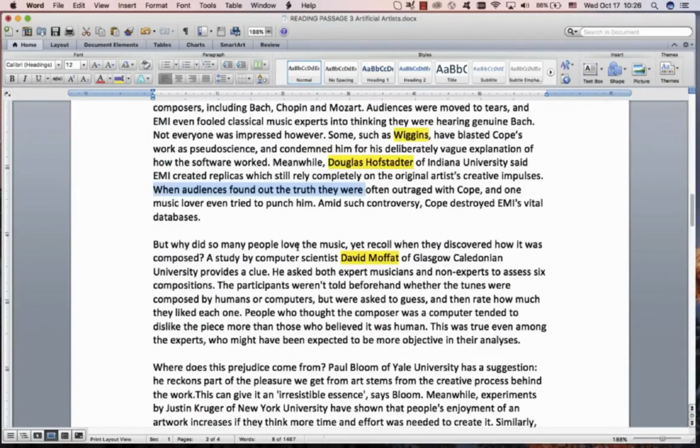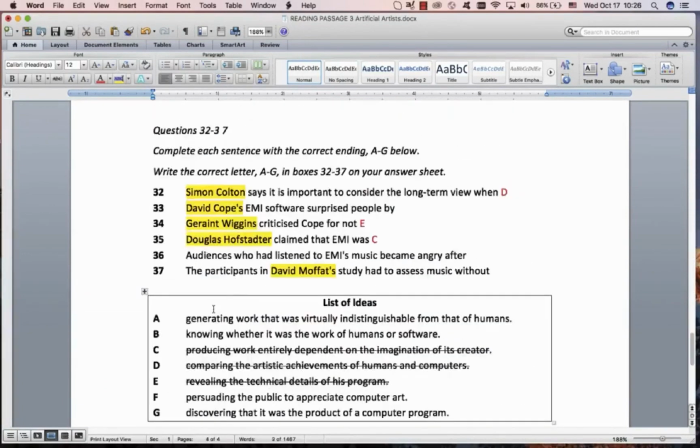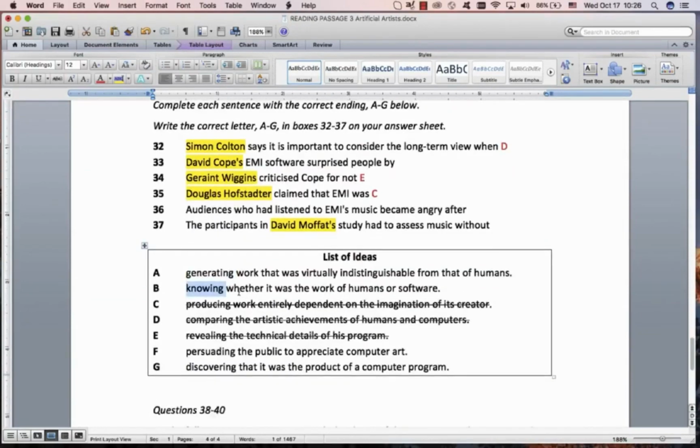But again, let's look at our verb. The audiences found out the truth. Audiences didn't generate. The audience is maybe knowing whether it was possibly that one. Persuading, the audience didn't persuade, but discovering, that means found out. Knowing, not really found out, discovering. So they became angry after they had discovered that it was the product of the program. Again, it's the verb that helps us here. Quite confident that that one is G.